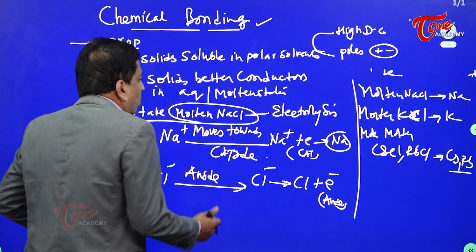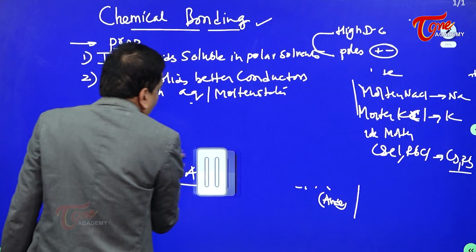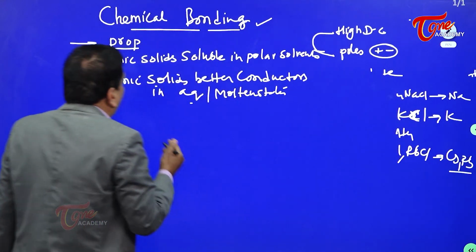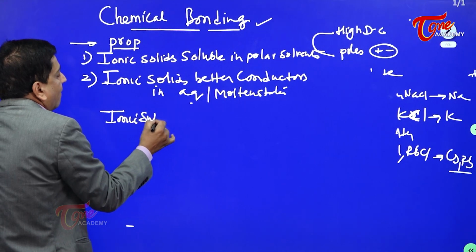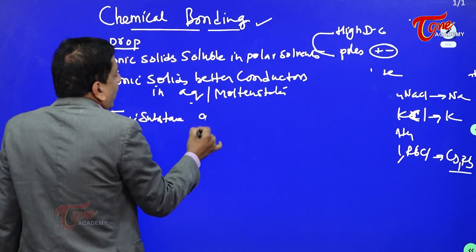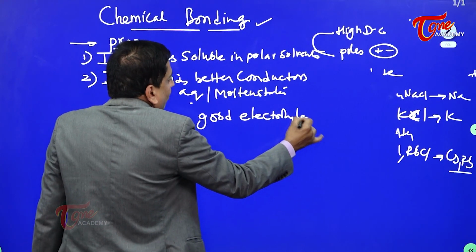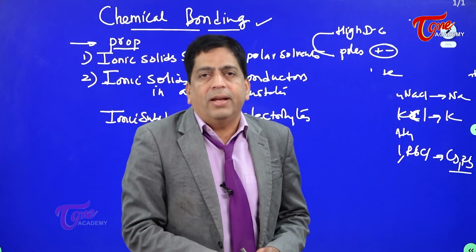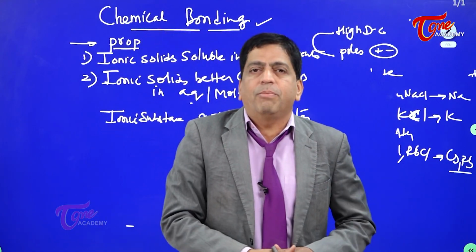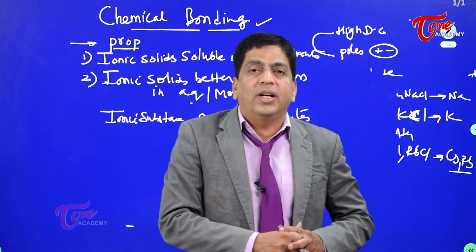So basically I would like to conclude by telling you that ionic substances are actually good electrolytes. They are good electrolytes when dropped in water or even melted to their melting points. If there are good electrolytes in chemistry, they are what? Ionic solids, you must understand.